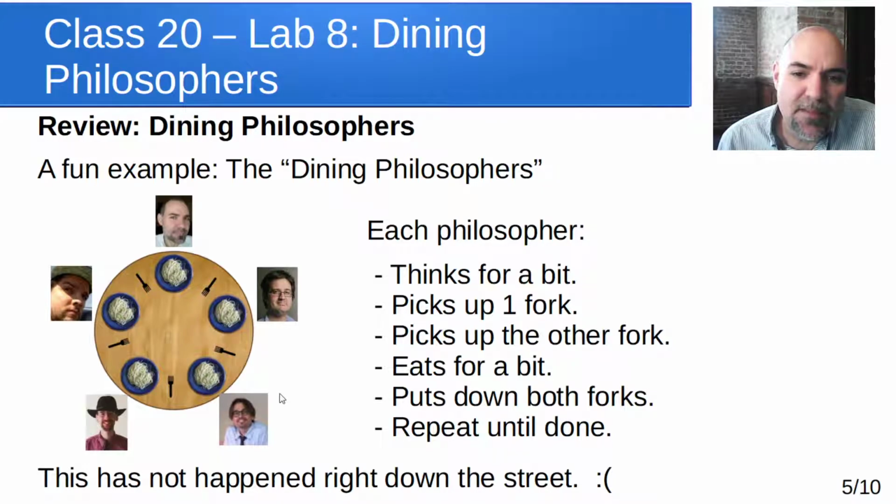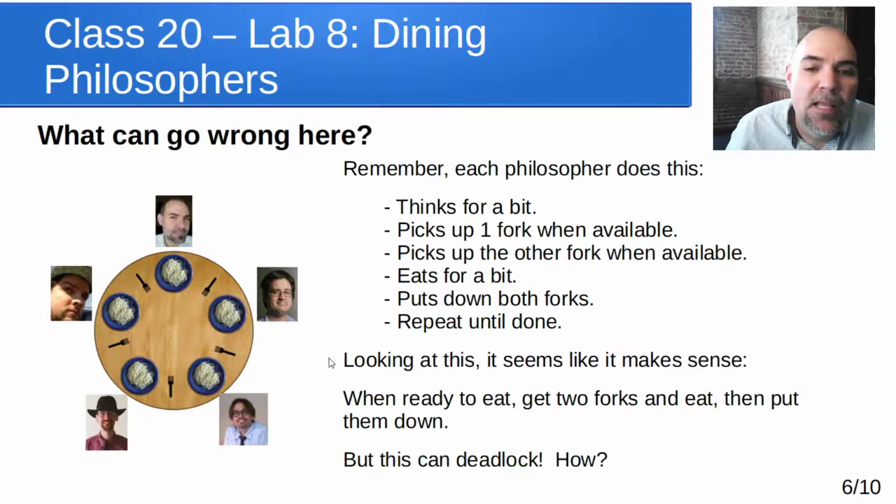So each one, what it does, it thinks for a bit, picks up a fork, picks up the other fork. So they pick up one, pick up the other one. They have both forks in their hands. And then they eat for a little bit and they put both forks down and they repeat that until all of the spaghetti in front of them is done. And that is what we're going to simulate in the lab today. And so think about the process by which this could deadlock. Remember that each one is thinking.